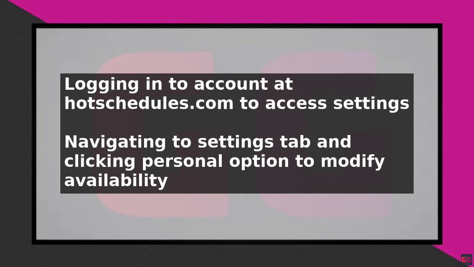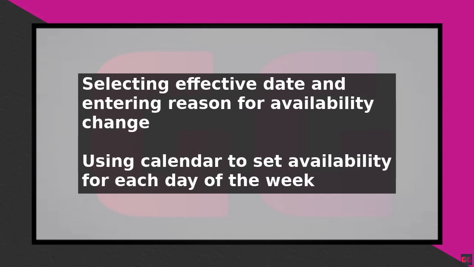To utilize the availability feature, start by logging in to your account at hotschedules.com. Navigate to the top left of the screen and click the Settings tab. Then click on the Personal option. This will redirect you to a page where you can modify your availability. Creating a new availability is the first step.